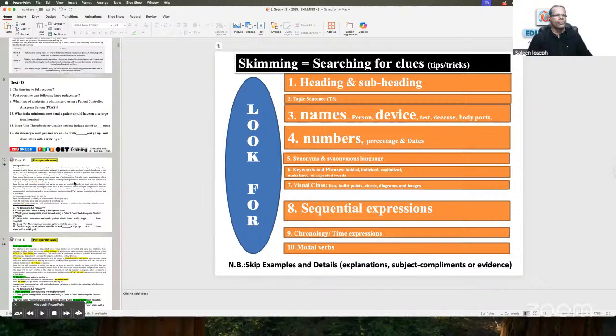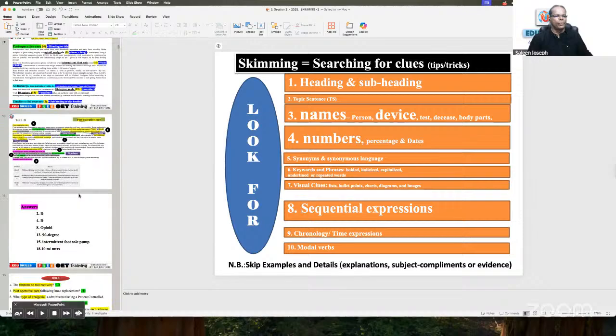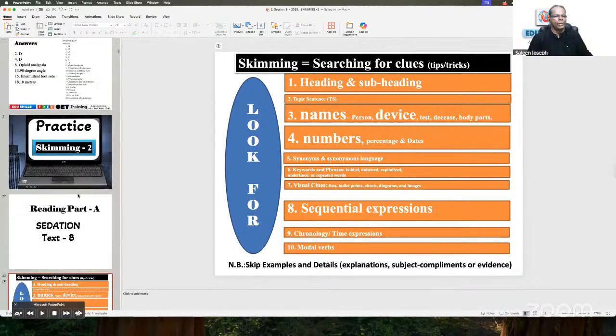Skimming, or sorry. Okay, I'll explain when it comes to this. Here you see we have all these clues, but somebody was asking me a doubt in the workshop, I believe, or Telegram. Should we search for all the clues? No.